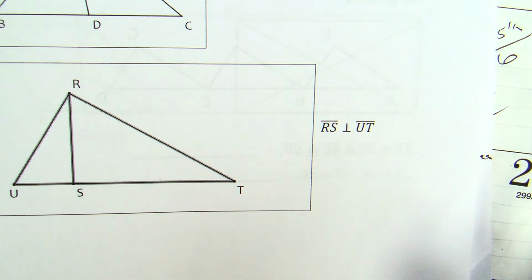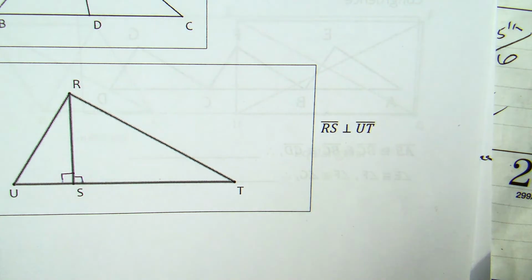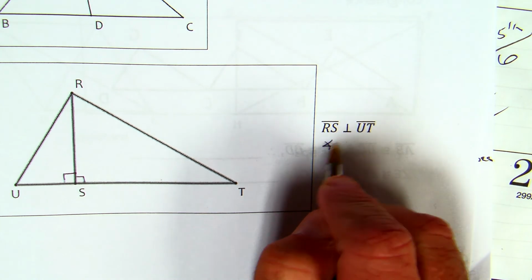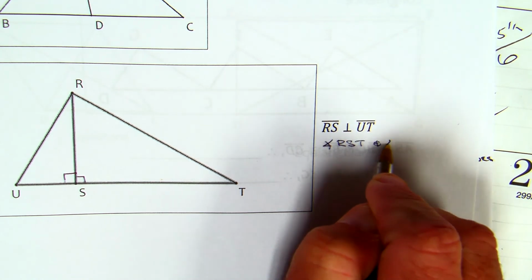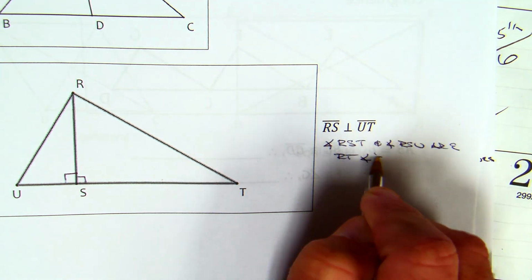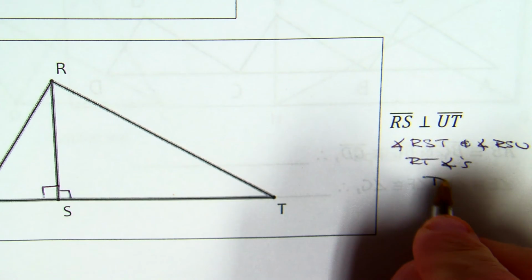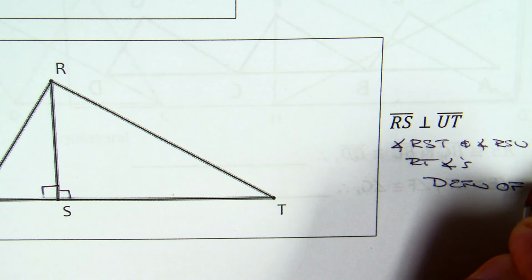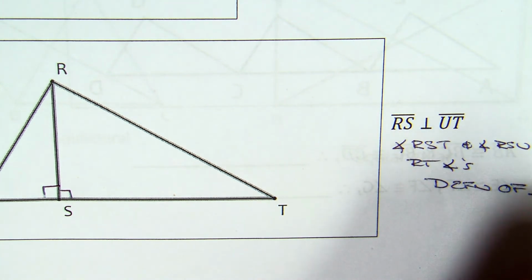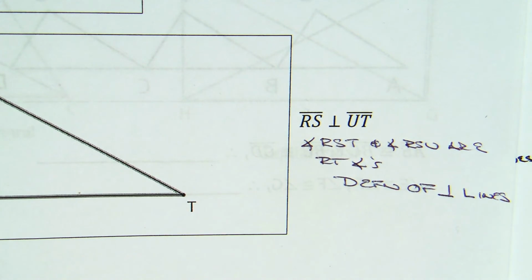Okay. So, next one. They tell us RS is perpendicular to UT. RS is perpendicular to UT. Perpendicular lines intersect to make what kind of angles? Right angles. So I can say that angle RST and angle RSU are right angles. RST and RSU are right angles. All right? That is what? The definition of perpendicular lines. The definition of perpendicular lines. Everybody good? So that's what the definition of perpendicular lines is, because this is one we're going to use a lot.